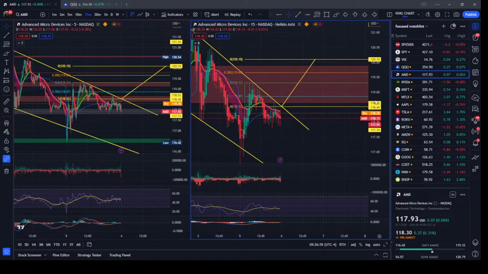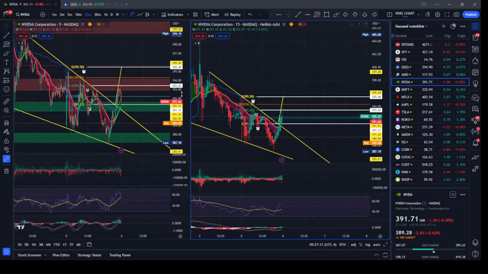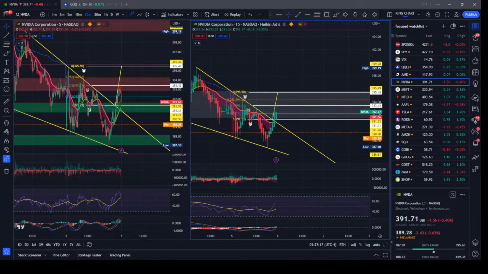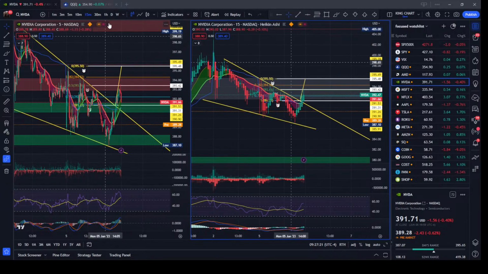So if we get a break here over 118.52, these will be our targets. And I always look to take most of my profits at the halfway point and leave some runners. So AMD probably a good one to keep an eye out for. I swung Nvidia. I'm gonna see if we can actually get a push back up at open.